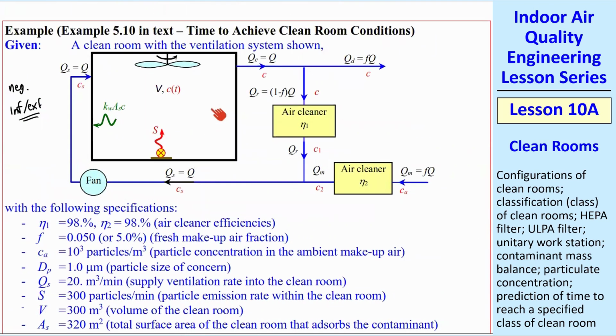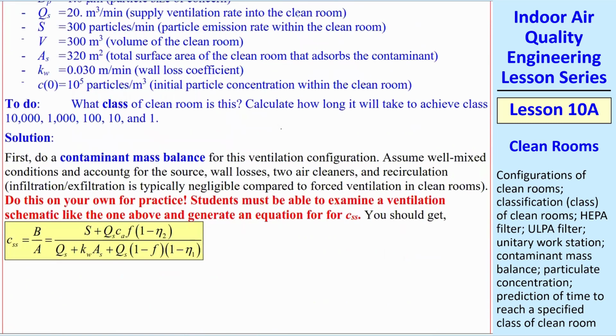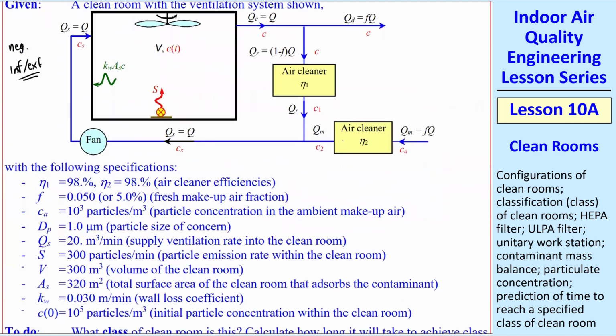The first solution, since we did not look at this kind of exact configuration yet, is to calculate the CSS. First, you have to do a contaminant mass balance. You have to look at the cleaners. You know how to analyze flow across cleaners. You know how to analyze rooms with recirculation. You know how to include wall losses and sources in a well-mixed room, makeup air. Calculate C2 here coming through that cleaner and CS that's coming through both.